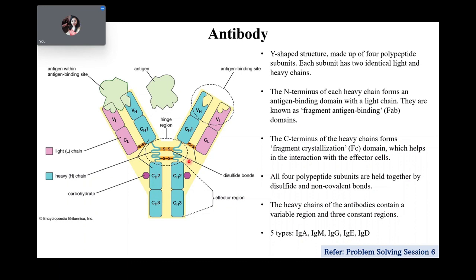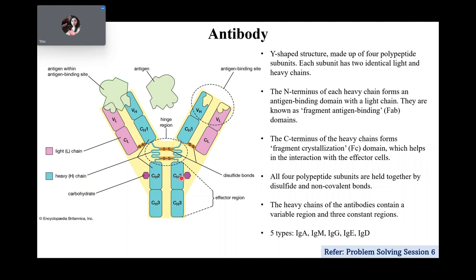And so what is the importance of the variable and conserved regions? As you see, these are conserved regions and they bind to the effector cells. Conserved means that these portions or fragments are similar, or have the same sequence, across all the antibodies, because they are supposed to bind to the effector cells, so they have to be constant. But the variable region is the part that binds to the antigen. And antigens can be of diverse types, and they will have diverse sequences. So these are variable regions and they keep changing.